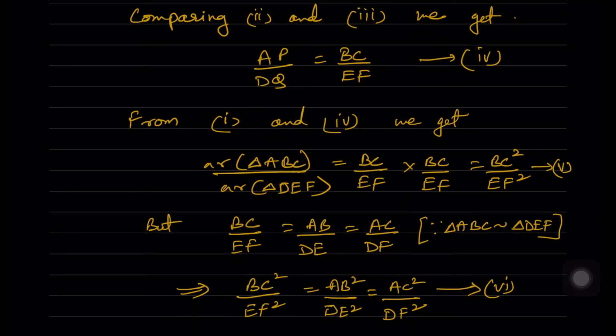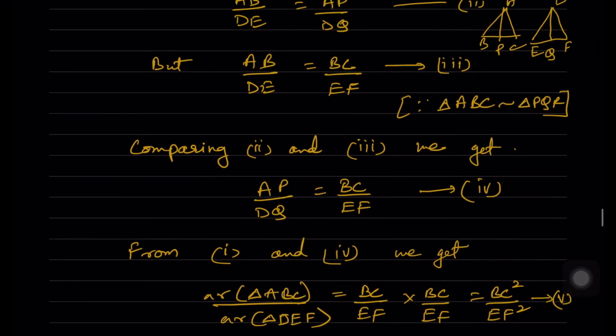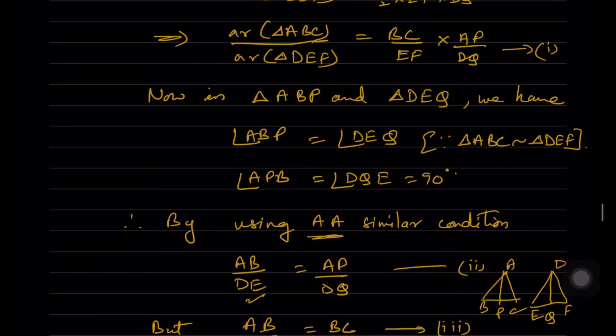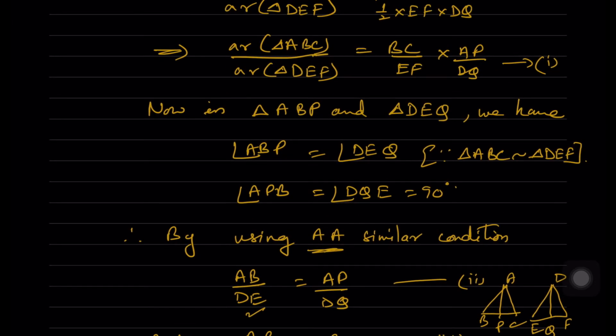Then now how do we get the fourth one? We'll just see. Comparing 2 and 3, because these two left hand sides are equal over here, you can tell the right hand sides are equal. That is AP by DQ is equal to BC by EF. So AP by DQ is equal to BC by EF, you got here. Now from 1 and 4, what is 1? 1 is this. Area of triangle ABC by area of triangle DEF is equal to BC by EF into AP by DQ.